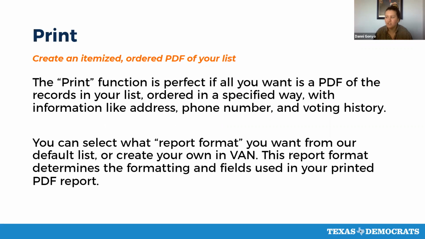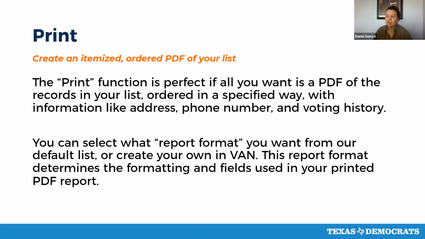So this is helpful if you just want a PDF of the records in your list ordered in a certain way with information like address, phone number, and voting history. That's what it's used for. This does not generate an Excel sheet or a CSV. This just generates and creates a PDF, so an uneditable document of the VAN records.